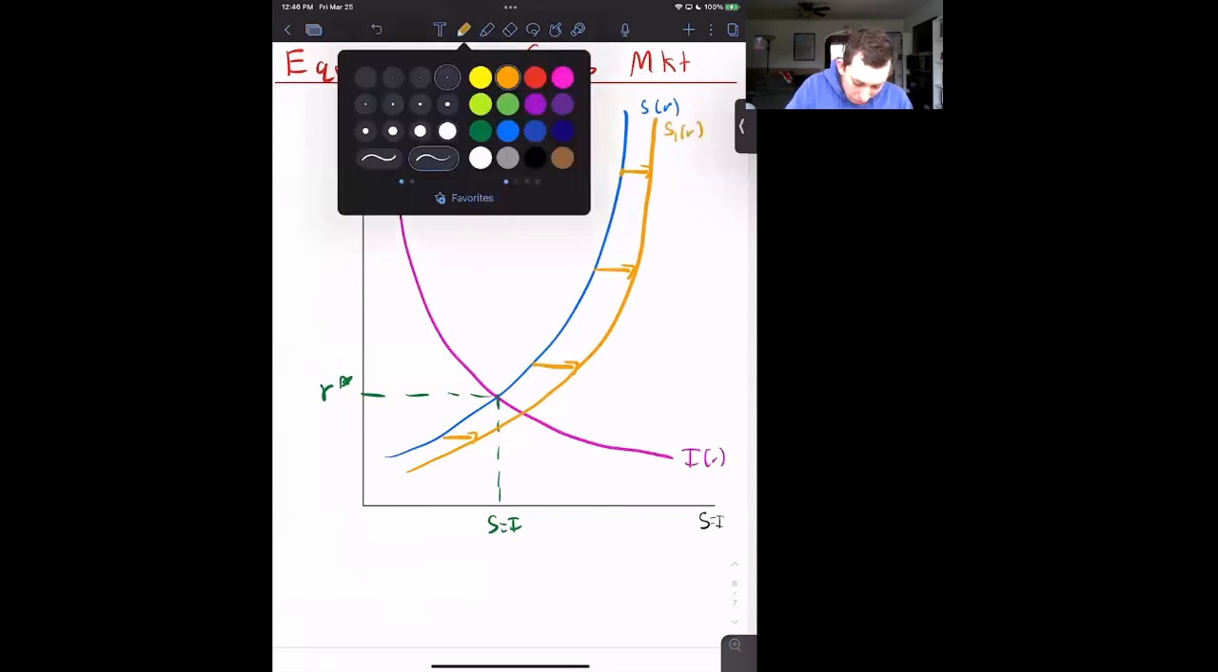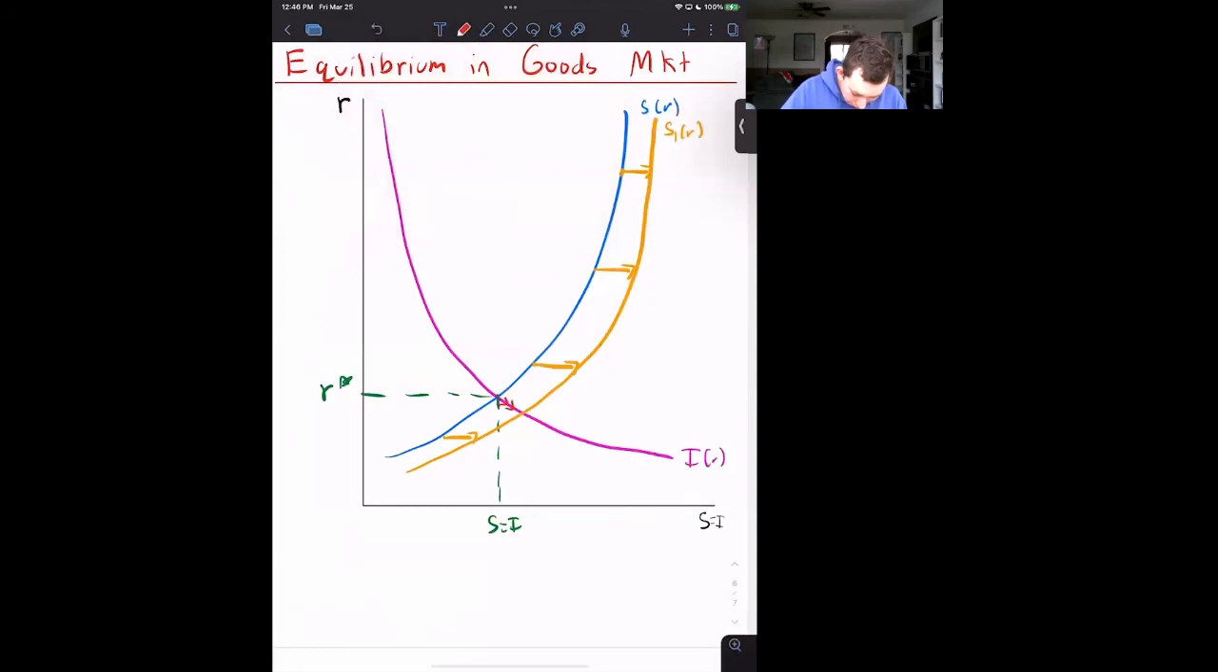Now we are going to move along the investment curve to this new red dot point. This is our new equilibrium when savings went up. So here is our new S1 equals I1. Notice that the interest rate falls. Now, why does the interest rate fall?